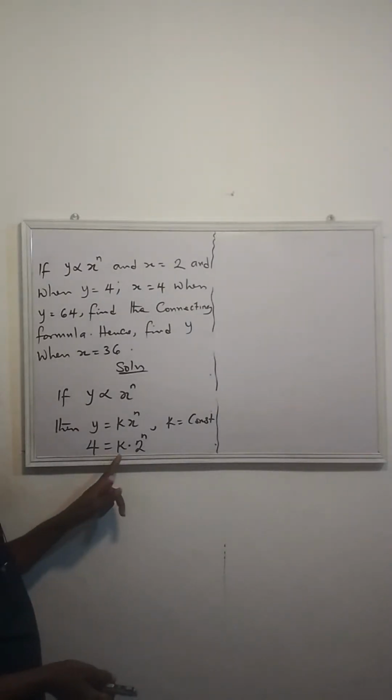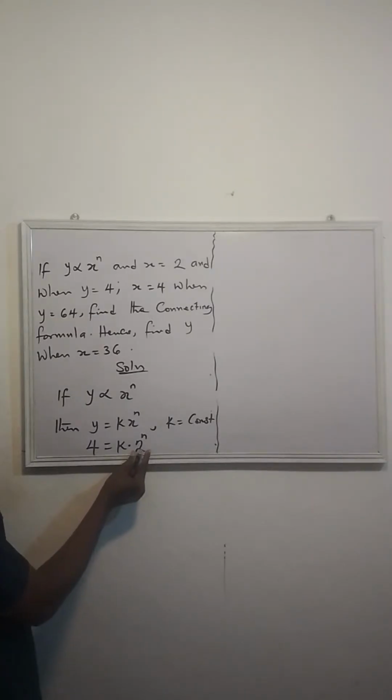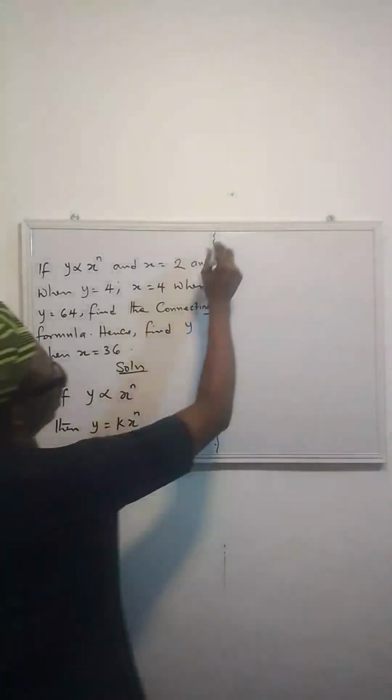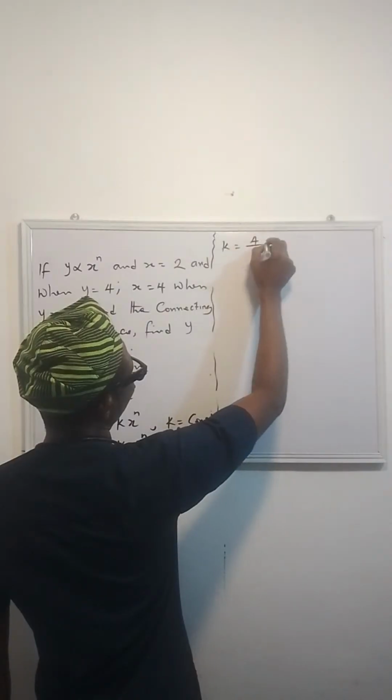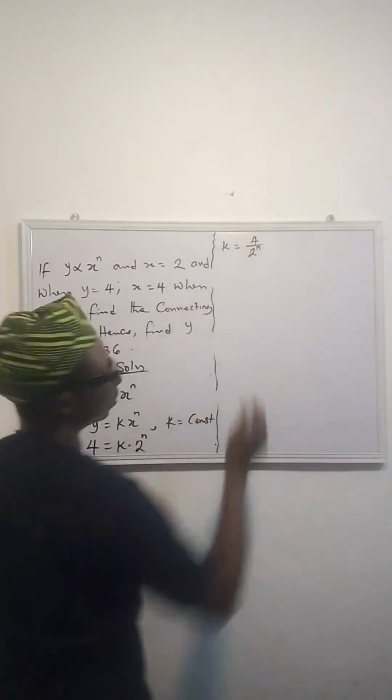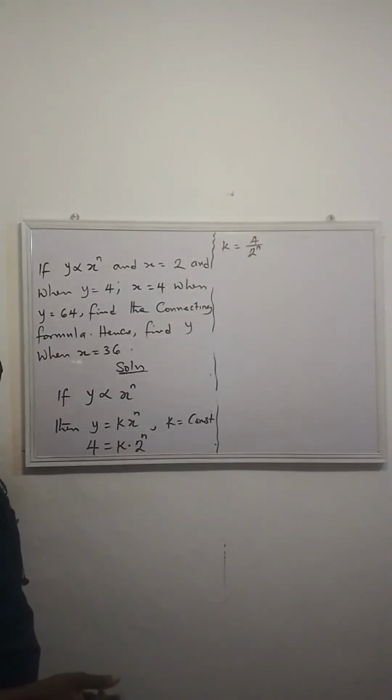All right, so I want to make k the subject of the formula. So I divide both sides by the coefficient of k, and that is what? 2 raised to the power of n. So now we have k equals 4 over 2 raised to the power of n. So that is what we have as k. Do you understand that? Okay, good.